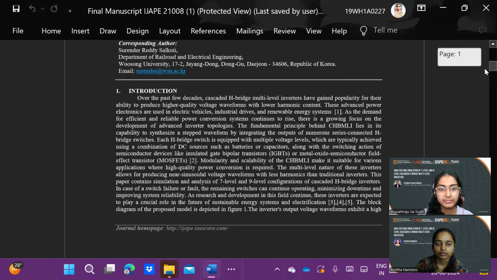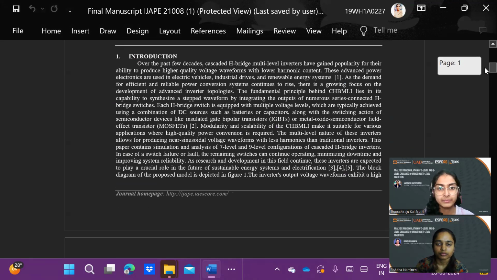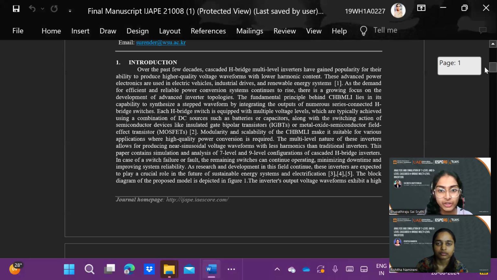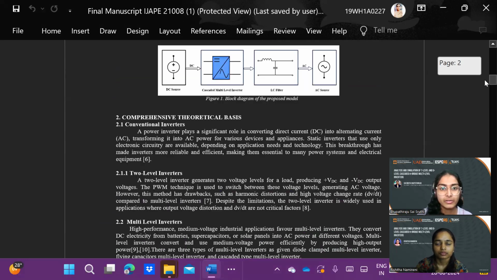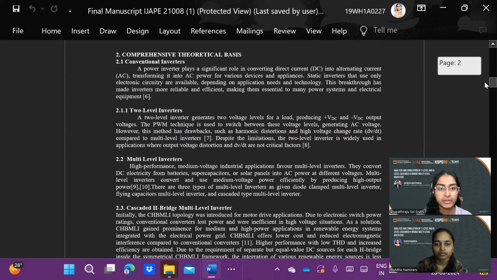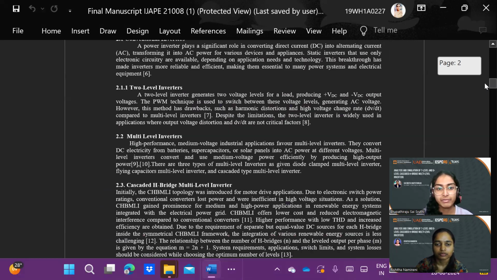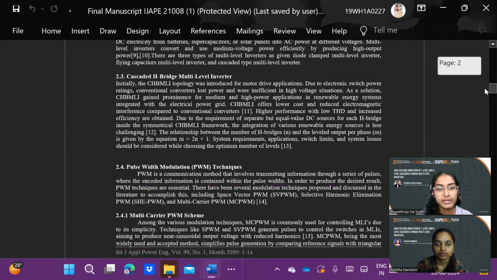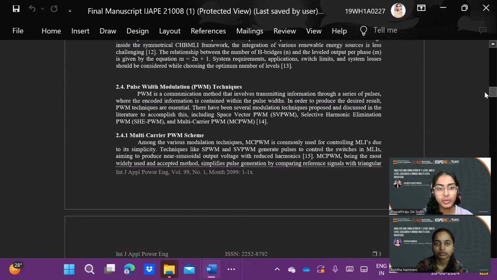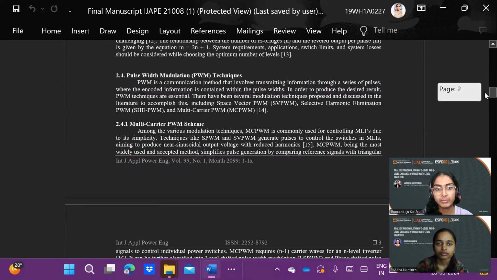We have introduced the common conventional inverters here. Then this is the basic block diagram principle of an inverter. Then on a theoretical basis, we did some research on conventional inverters, two-level inverters, and multi-level inverters. Then we moved on to cascaded H-bridge multi-level inverters. We have also discussed the pulse width modulation techniques and also some multi-carrier PWM schemes.